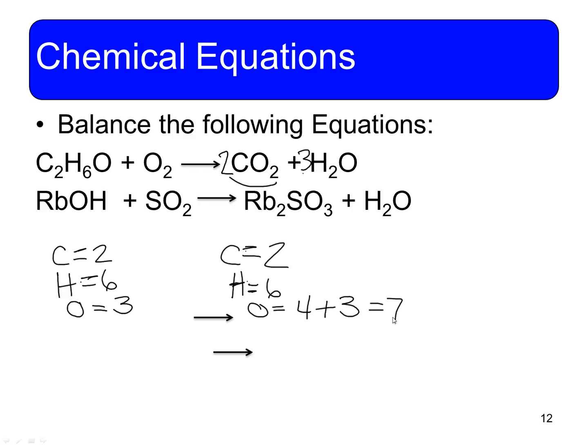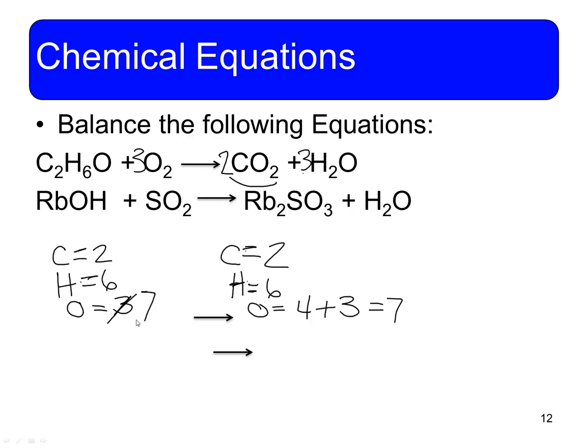So this is our higher number, so more than likely we can probably come over here. Okay, if we go and we do anything up here to our C2H6, then we're going to change everything. We're going to change our carbons and our hydrogens too. Okay, so what do you think we could place in front of that oxygen there? A 3. Okay, so now we have 7 on both sides.